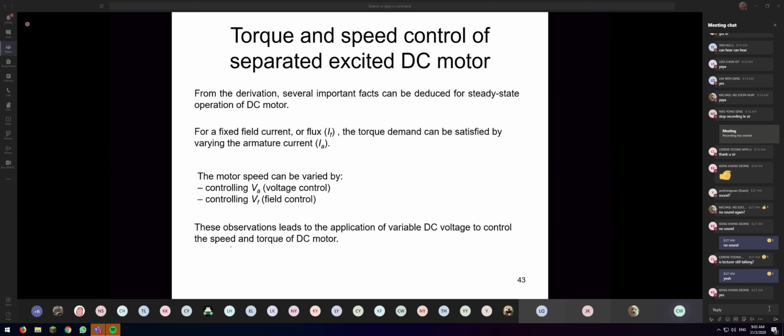Okay, so you can see from here, the speed is proportional to the voltage, and the torque is proportional to the current. This is about the torque, and this is about the speed. This happens to all kinds of motor, whether it's a DC motor or an AC motor. This is true for all kinds of motor.